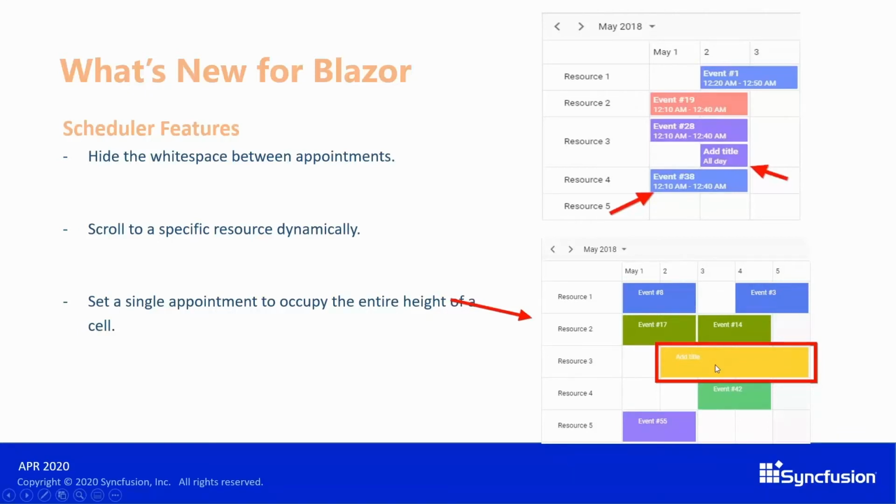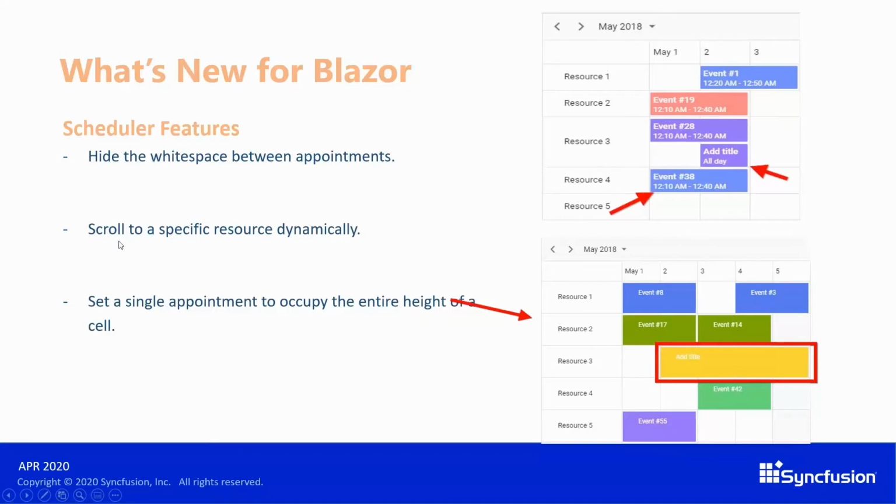Now, I'll point out some of the use case enhancements introduced in the scheduler component. So now you can choose to hide the white spaces between the appointments in a vertical style. Here, when we create an appointment, there will be an additional space at the bottom that has been left for creation of new appointments. But now a property has been introduced to hide this white space in a row.